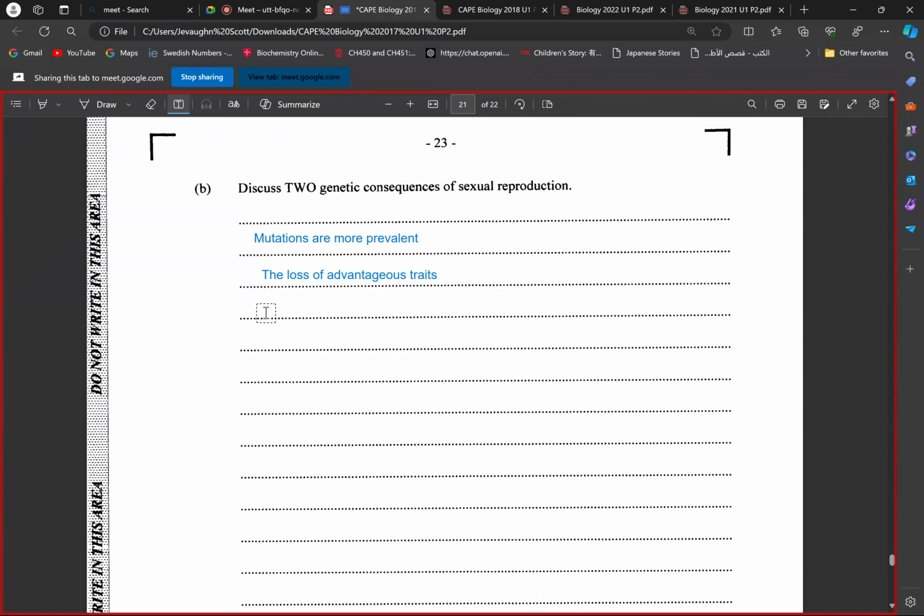Some other genetic consequences of sexual reproduction, what would those be? Generally those: mutations would be more prevalent, and there would be a loss of advantageous traits. And what you're supposed to do is discuss those. So I listed two genetic consequences of sexual reproduction, and you're supposed to discuss those. So more mutations mean what? We could have the rise of disadvantageous traits, harmful traits to the organisms themselves.